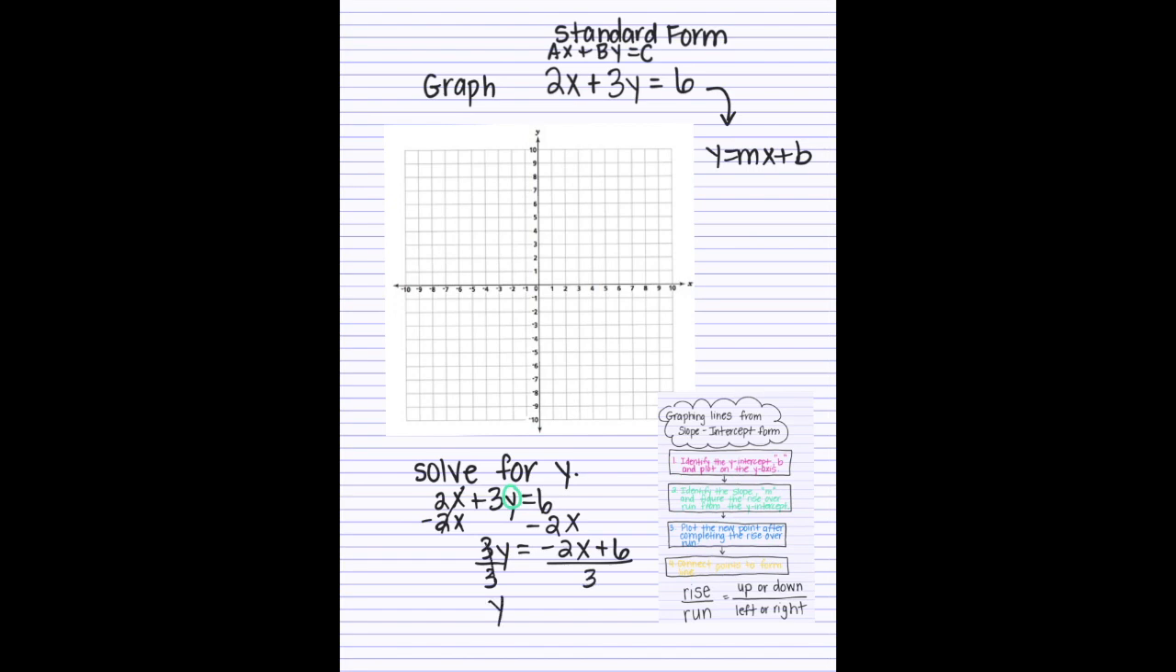And at that point, I want to simplify. I'm going to make this as easy as possible when I go to graph. So negative 2 divided by 3 and 6 divided by 3. So negative 2 divided by 3 is going to be negative 2 over 3x. 6 divided by 3 is going to be plus 2. So we are now going to be graphing this in slope-intercept form, since we have solved for y.